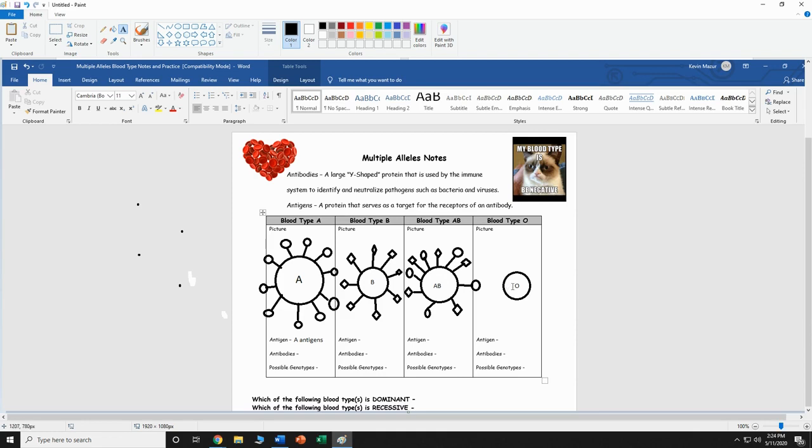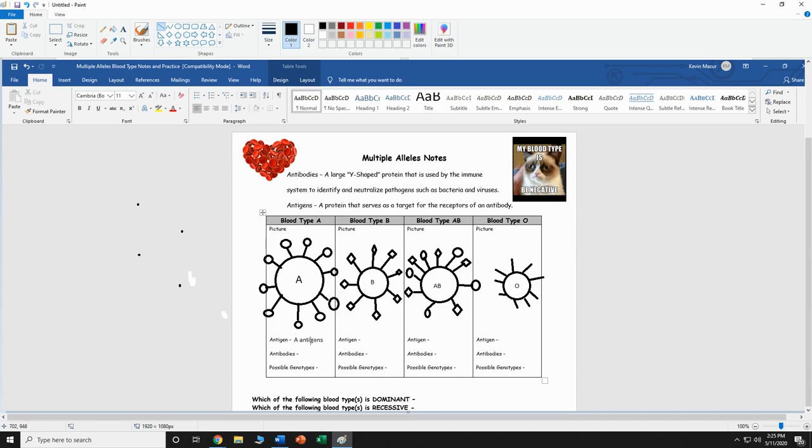O is recessive to all these types. So it's recessive to A and it's recessive to B. So in order to have blood type O, you have to have two O alleles. Whereas if you have blood type A, it could be big A big A or big A O. All right. So here's what blood type O is going to look like. You're going to have just a bunch of sticks. They're not going to have any diamonds or circles coming off because it is recessive. All right. It is not expressing any of those parts.